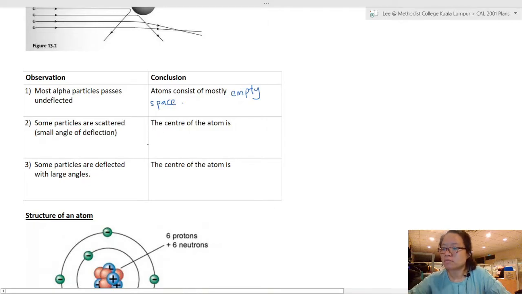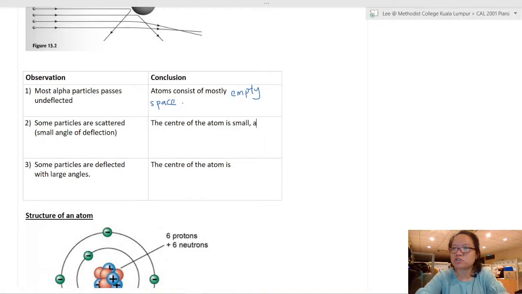So the center of the atom is positively charged. The center of the atom is small and positively charged. If it's big, then you will have more deflection, or more alpha particles being deflected this way. So small and positively charged.